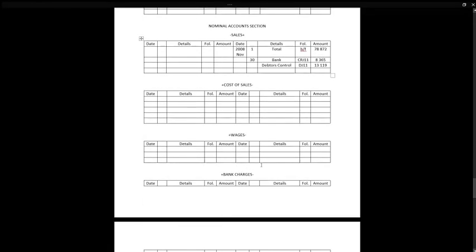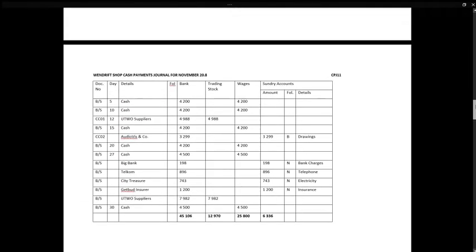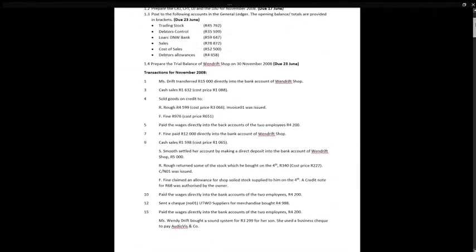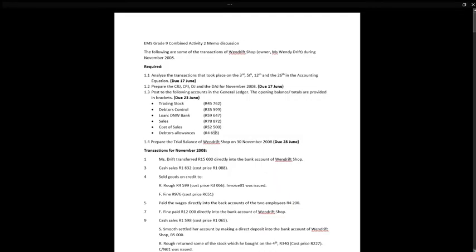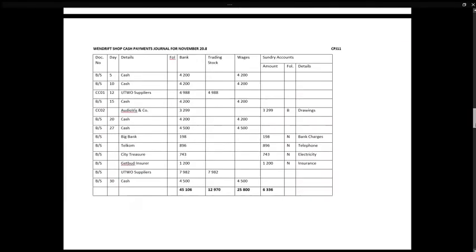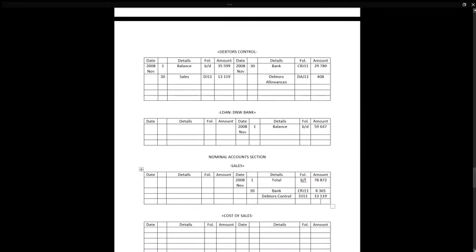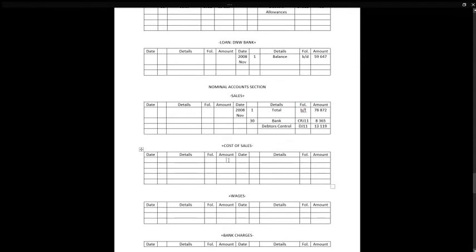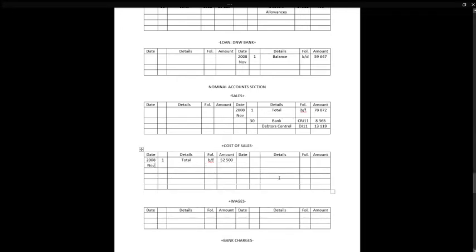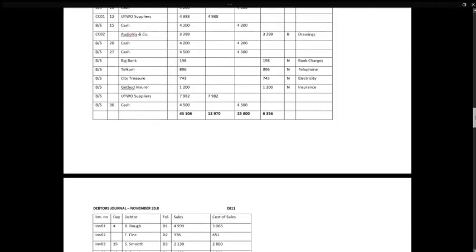Then cost of sales was an expense account. So they did provide us with an opening total for cost of sales. Cost of sales of 52,500 Rand. Remember, cost of sales is an expense account, and expenses increases in the debit side. So 52,500 Rand. My folio will be brought forward. Brought down becomes brought forward in my nominal account section. Details will be total. It's an opening total, therefore it's the 1st of November 2008.